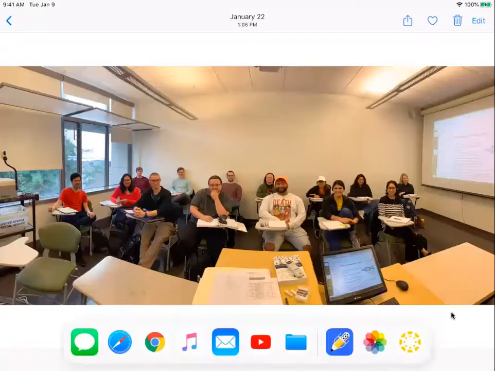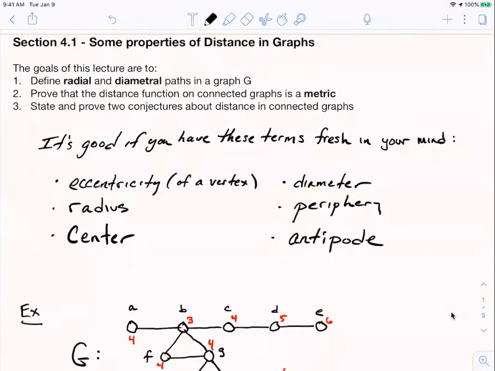But let's get down to work here. The second video lecture, still talking about distance in graphs, still coming from section 4.1 in the book. And in this video, I've got three goals. I want to tell you what two specific kinds of paths in a graph are called, radial and diametral paths.